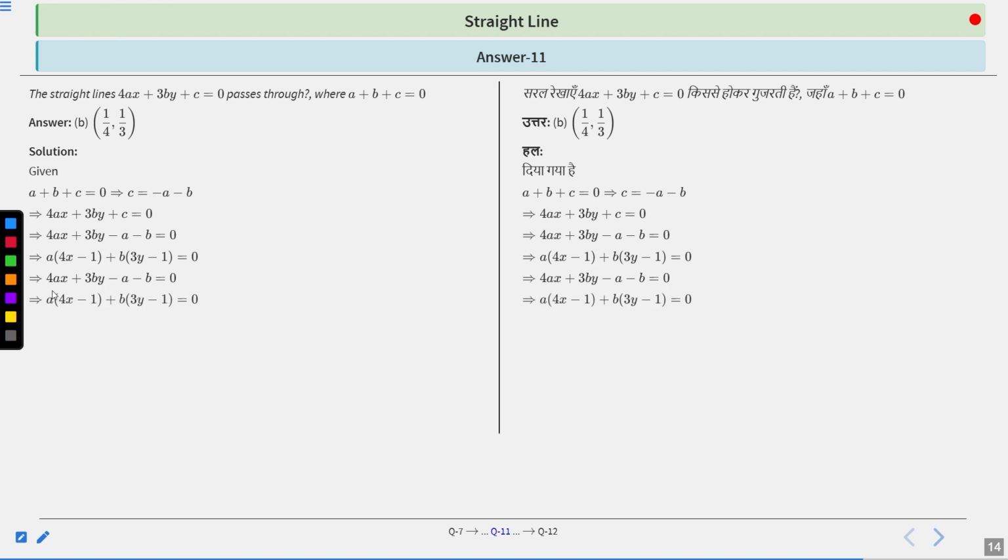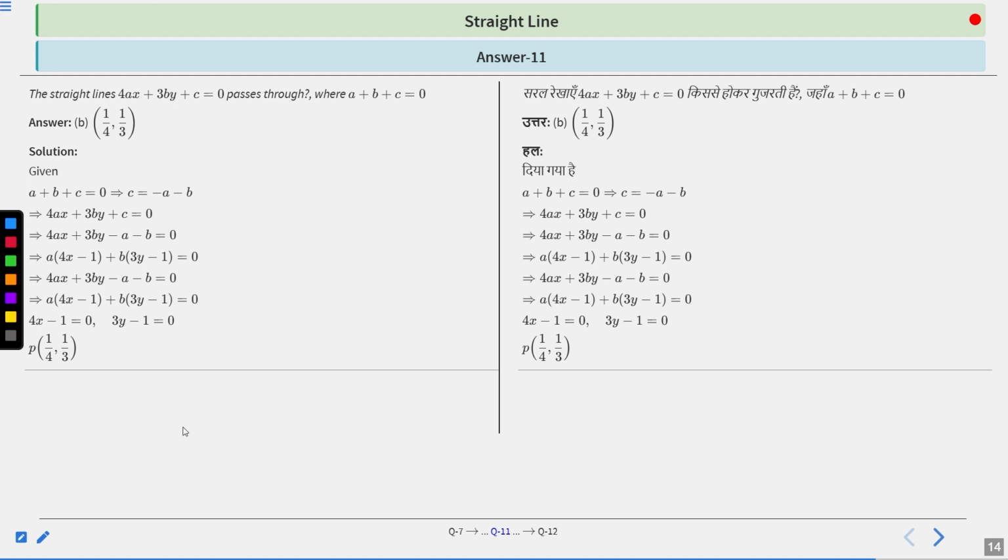After taking a as common, you will get a times (4x minus 1) plus b times (3y minus 1) equal to 0. So 4x minus 1 equal to 0 and 3y minus 1 equal to 0. So you will get the point 1 by 4 and 1 by 3. Right, 1 by 4 and 1 by 3 is the point through which the straight line 4ax plus 3by plus c will pass. Therefore, option B, 1 by 4 and 1 by 3, is the right choice.